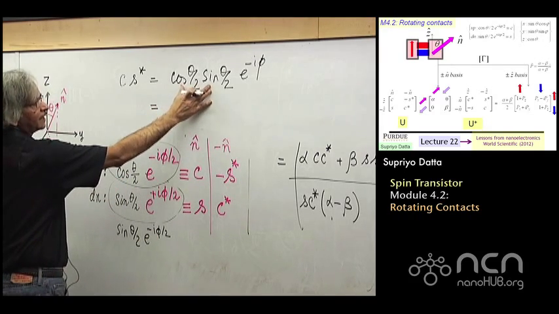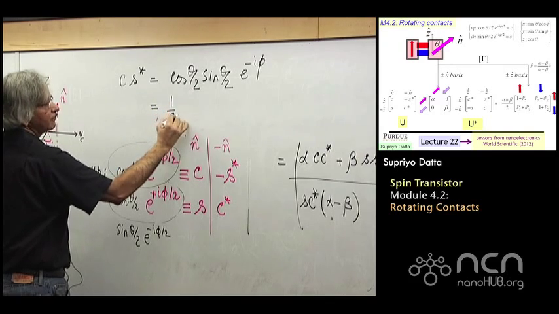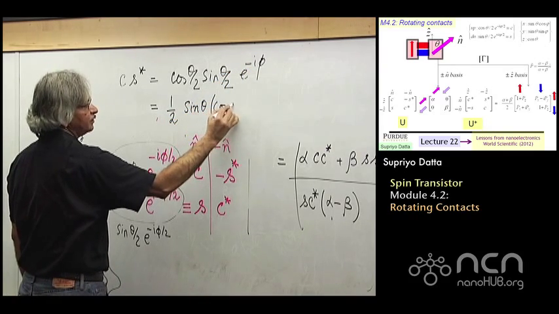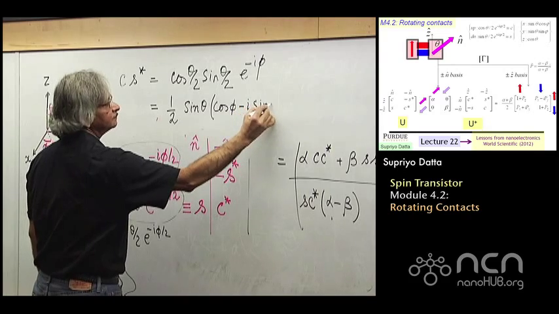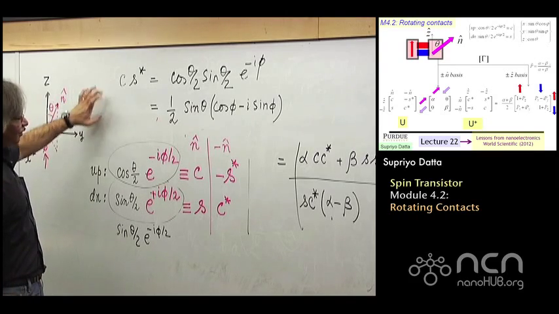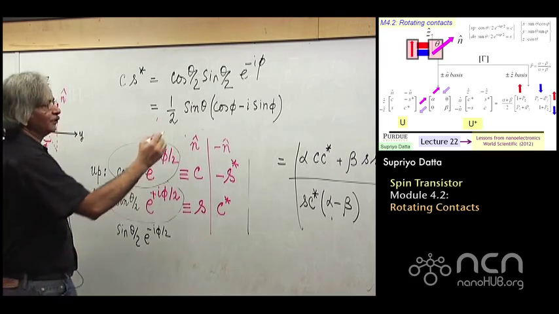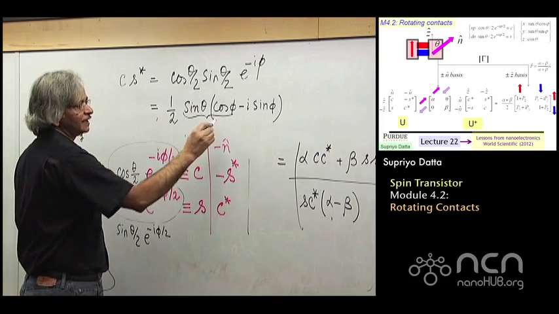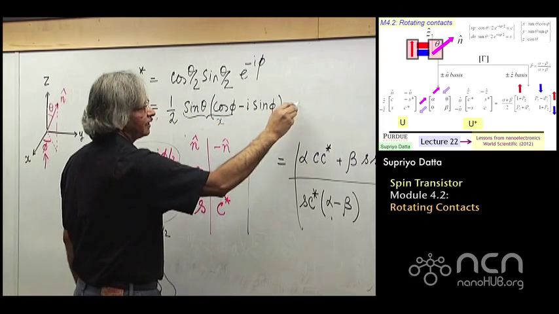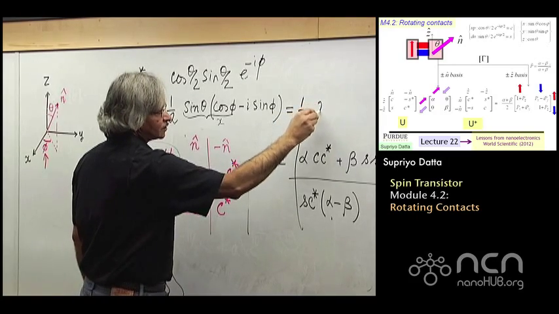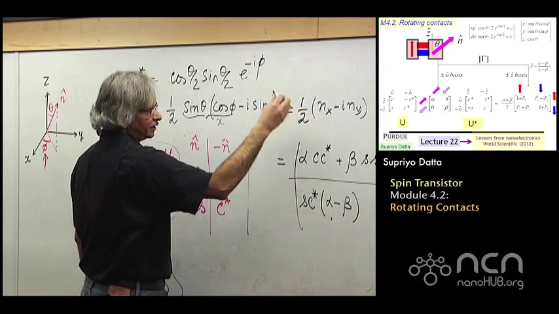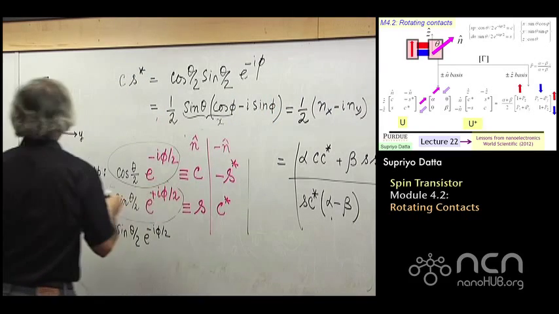And that's equal to, this is actually half of sine theta. So it is half of sine theta, and e to the power minus i phi is cosine phi minus i sine phi. And if you look at the vector components I just erased from here, you'd see sine theta cosine phi is the x component, and sine theta sine phi is the y component. So this is sort of like half of the x component minus i times the y component of this vector n, this unit vector that we are talking about.